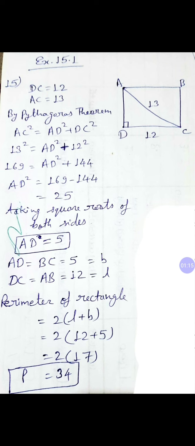Now, as we know that in a rectangle, the opposite sides of a rectangle are always equal. So AD is equal to BC equal to 5, as we have found here. So let's call this B. Now DC is equal to AB, and DC is given 12, so AB will also be equal to 12, and that is L. So perimeter of the rectangle, we have a formula 2 into L plus B. So 2 into 12 plus 5, that is 17, and 17 twos are 34. So this is how we solve question number 15.